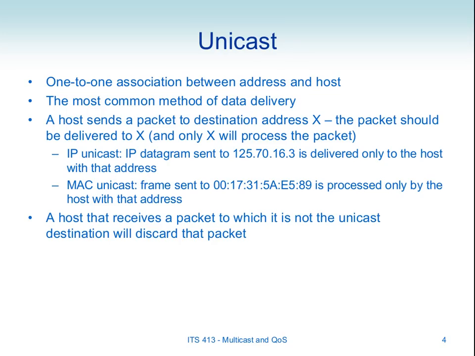So there are four different ways that we can address our destination and deliver data to a destination in any network. The first one is what we almost always assume, unicast. Unicast means there's a one-to-one association between an address and a host.